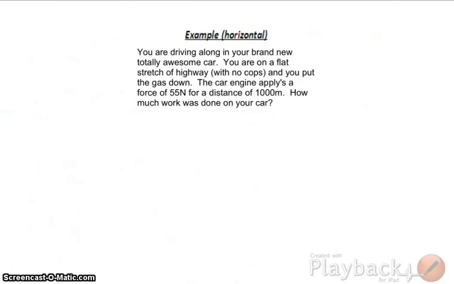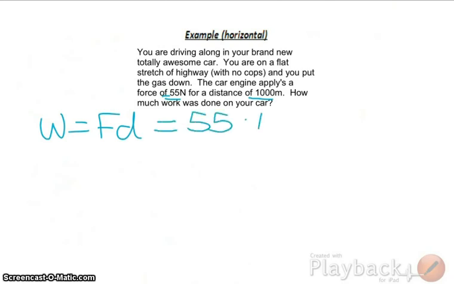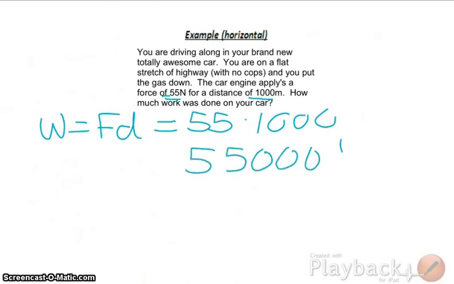Now let's look at an example. You are driving along in your brand new, totally awesome car. You are on a flat stretch of highway, with no cops, of course. You put the gas down, and the car's engine applies a force of 55 newtons for 1,000 meters. How much work was done on your car? So how much work did that engine do? Well, work equals force times distance. So it equals a force of 55 newtons times a distance of 1,000 meters. So that's 55,000 joules of work.